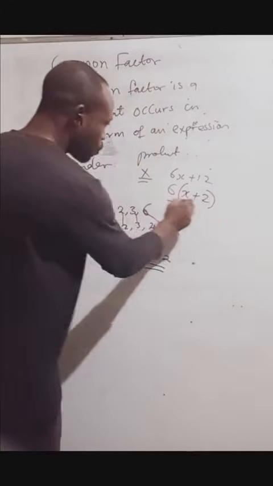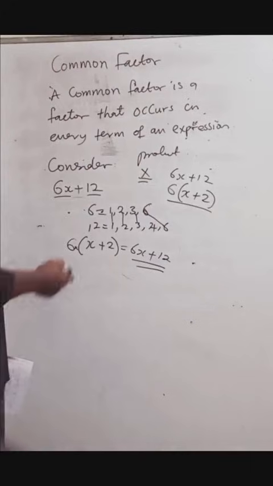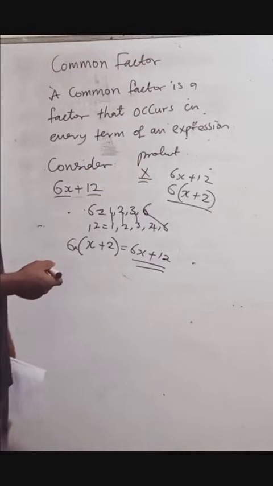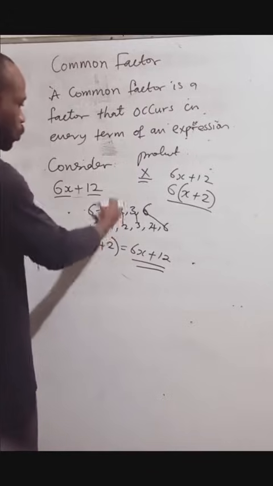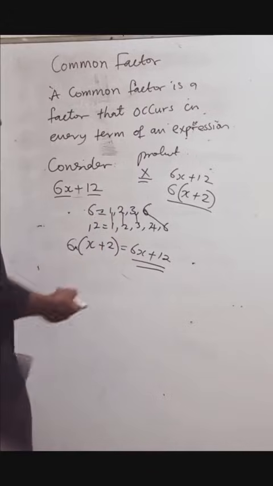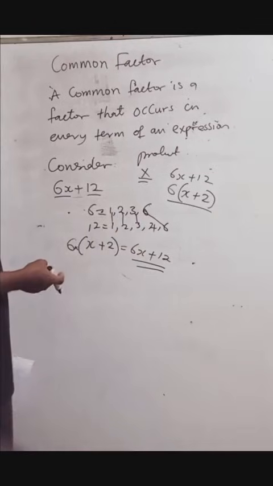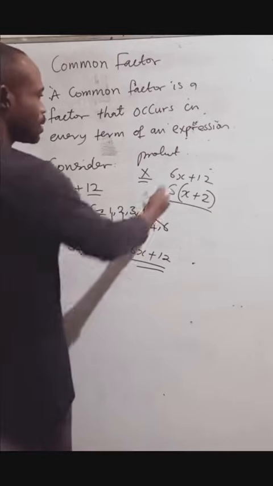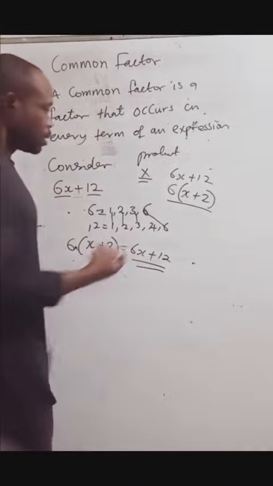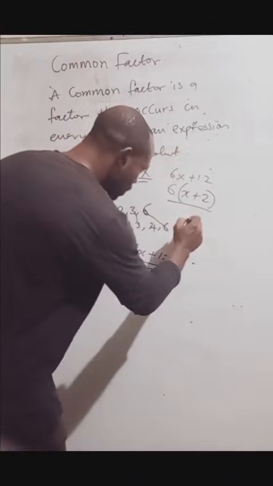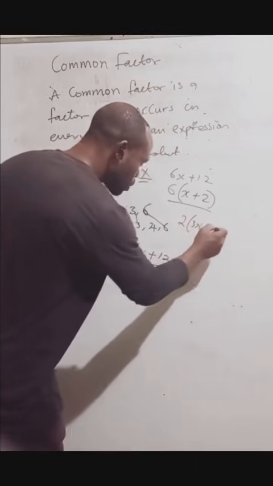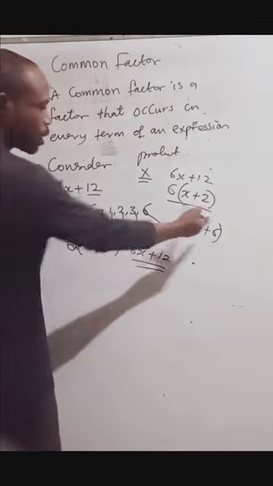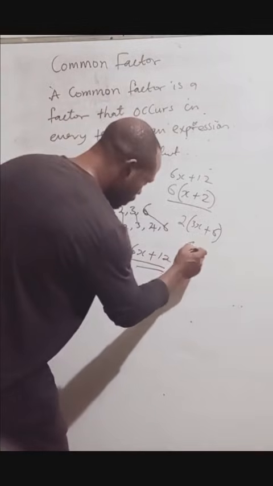So this is the factorized version of 6x plus 12. Now somebody will ask, 2 is a common factor. 3 is also a common factor. So can't this value 6x plus 12 be expressed as, let's say, 2 multiplied by 3x plus 6? Because this value will still give us 6x plus 12.